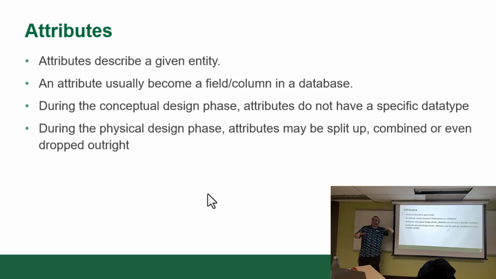After we've talked about entities, which are the things, we have attributes. The attributes describe the things. An attribute usually becomes a field or a column. So when you are doing your design, when you're talking about attributes, think back to level one about your columns when you're selecting columns from a table. During the conceptual design stage, attributes do not have specific data types. They're just a general concept. During the physical design phase, attributes might be split up or combined or dropped outright depending on what kind of attributes they are. We're going to talk more about the types of attributes later. But when you're doing the conceptual design, you don't want to forget anything, so you literally throw everything at the wall and see what sticks.